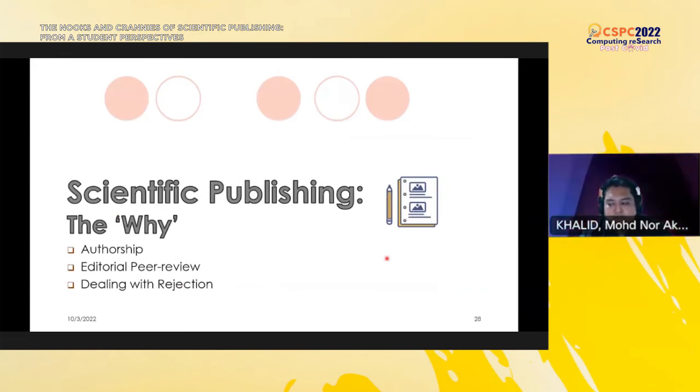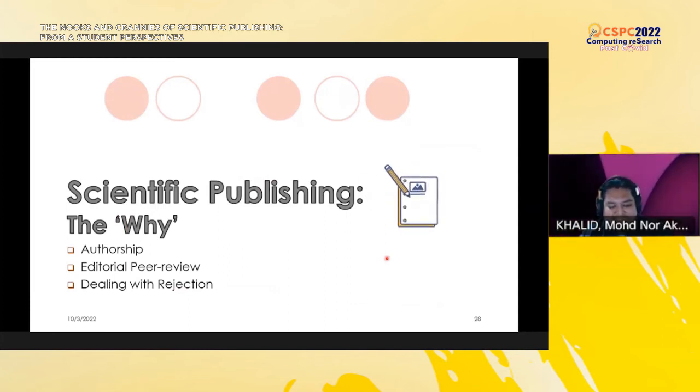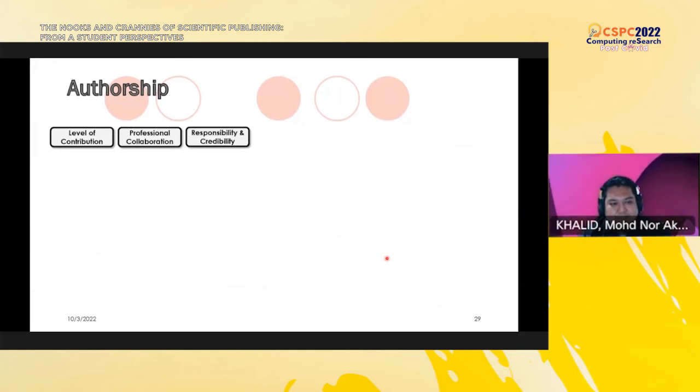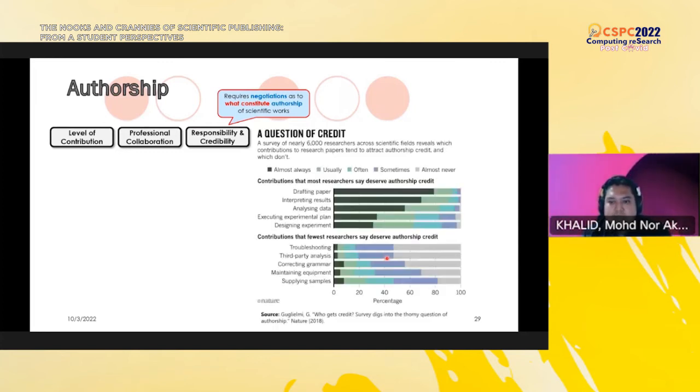Then before I finish the session, I think it's nearly done. Please bear with me. So the why. Usually, when you become an author, there is a certain level of contribution you need to make, and maybe you need to do some collaboration professionally with other people outside your institution, and you need to be responsible and credible. So you need to negotiate how much authorship you need in your scientific work. There was a survey done previously.